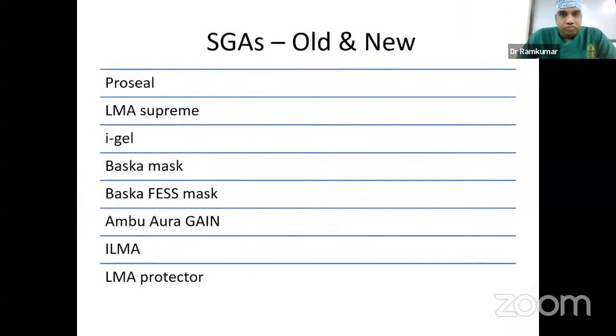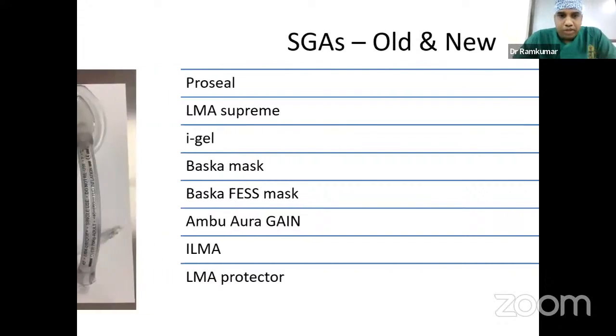From now on, we're going to see some of the important features, the safety features or unique features, of the commonly available devices in our part of the country. The devices you're going to see are ProSeal, LMA Supreme, i-gel, Bhaskar mask and Bhaskar face mask, Ambu AuraGain, ILMA and LMA Protector.